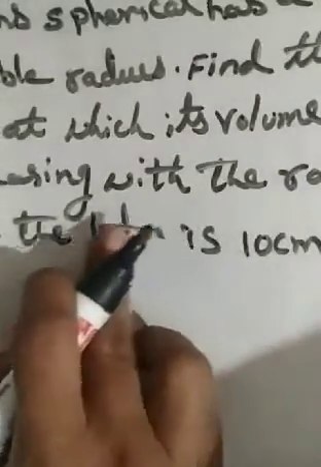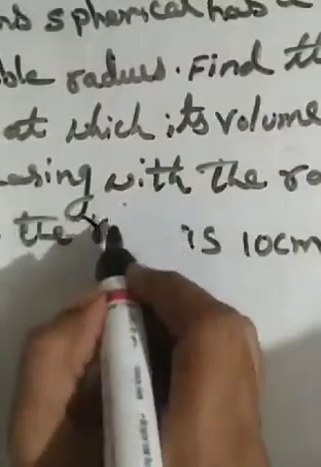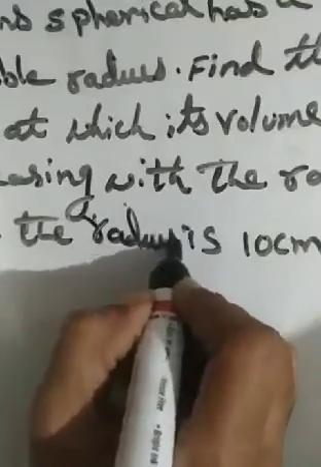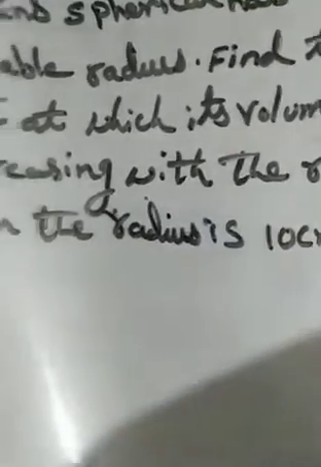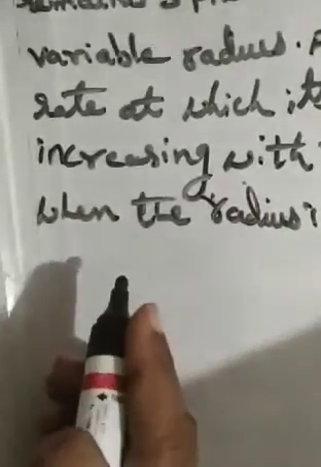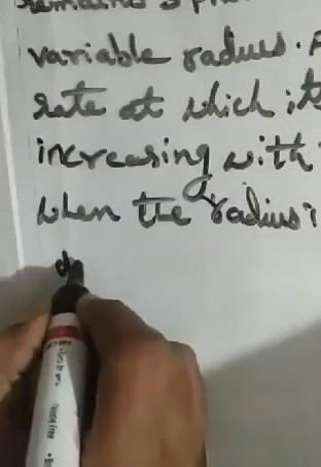It is printed as letter, sorry, take it as radius. It is a printing mistake in the textbook. The radius is 10 centimeter. Here we have to find the rate at which the volume is increasing.